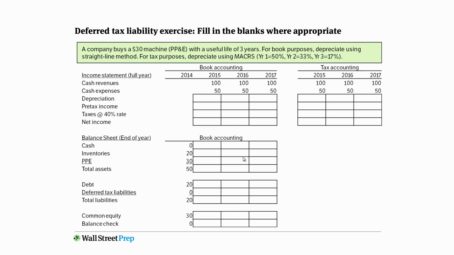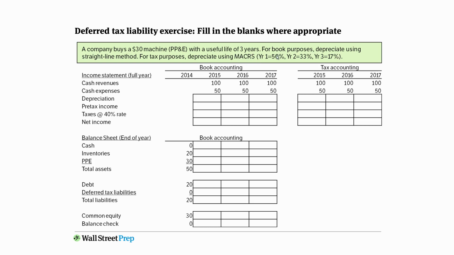Here we have a company that buys a $30 machine, property, plant, and equipment with a useful life of 3 years. For book purposes, we're going to assume straight line depreciation for this machine, but for tax purposes, which requires an accelerated depreciation method, which the IRS dictates that we use a double declining balance, a specific type of double declining balance accelerated approach called MACRS.